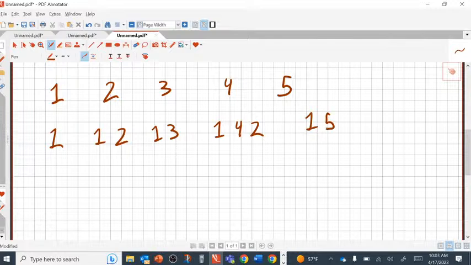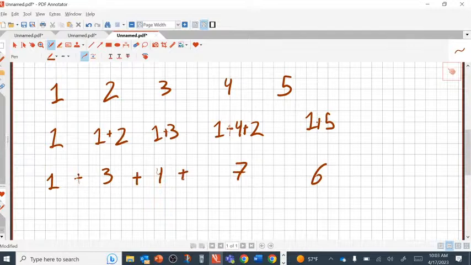Okay, so if we add all these together, 1 is 1. What's 1 plus 2? What's 1 plus 3? 4. What's 1 plus 4 plus 2? 7. What's 1 plus 5? If we do that all the way out to 13 and then add all those numbers, you get 141.